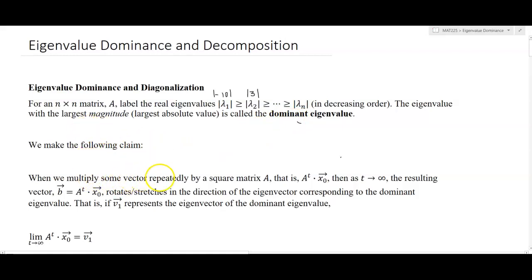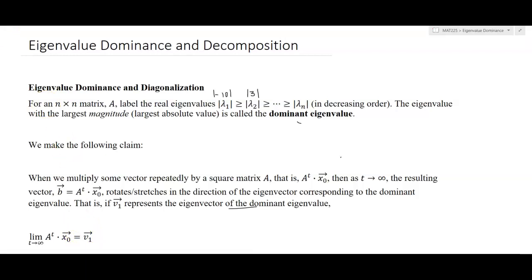When we multiply some vector repeatedly by a square matrix A, that is A to the t power times x naught, then as t approaches infinity, that is, as we make that power really, really large, the resulting vector, which we'll call b for the moment, b equals A to the t times x naught, rotates and stretches in the direction of the eigenvector corresponding to the dominant eigenvalue. That is, if v1 represents the eigenvector of the dominant eigenvalue, then as t approaches infinity, the limit of that multiplication approaches v1.